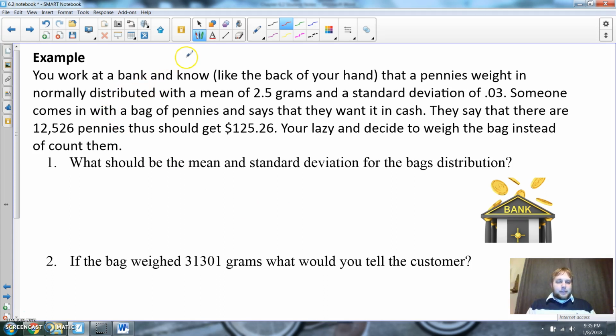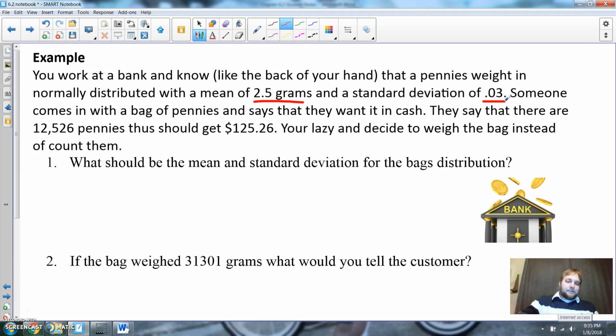So, you work at a bank, and know, like the back of your hand, that a penny's weight is normally distributed with a mean of 2.5 and a standard deviation of 0.03 grams.